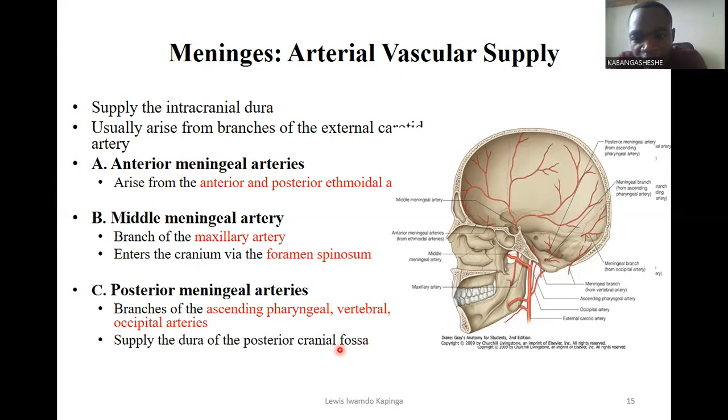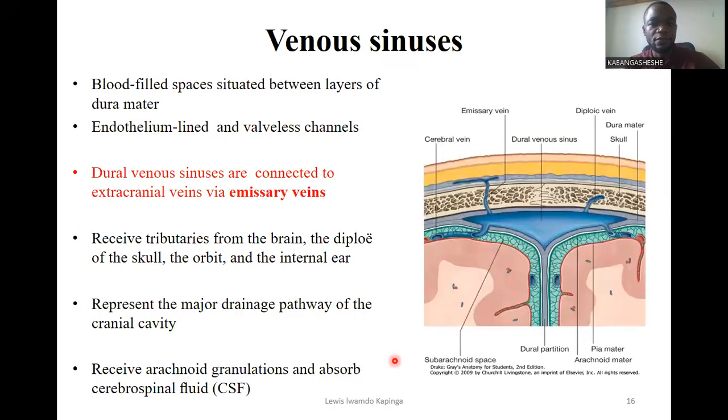Now, when the internal carotid enters the skull, it sends branches inside the skull. It sends 3 of them: an anterior one, a middle one, and a posterior one. We call these the meningeal arteries. So that is the middle meningeal artery, the anterior meningeal artery, and the posterior meningeal artery. All of these are supplying the meninges, the dura mater to be specific. It's a living tissue, even though it's made up entirely of fibrous connective tissue.